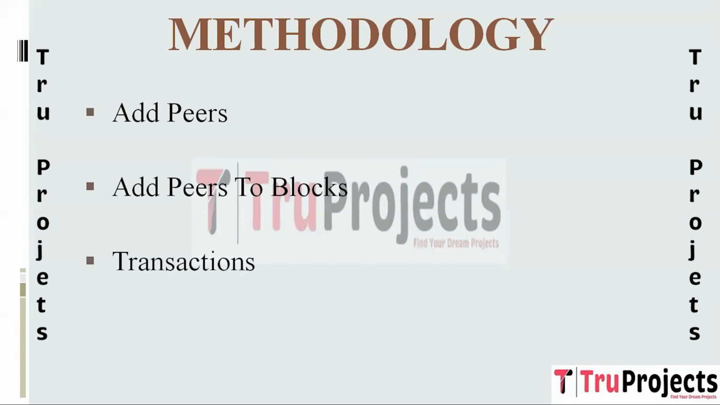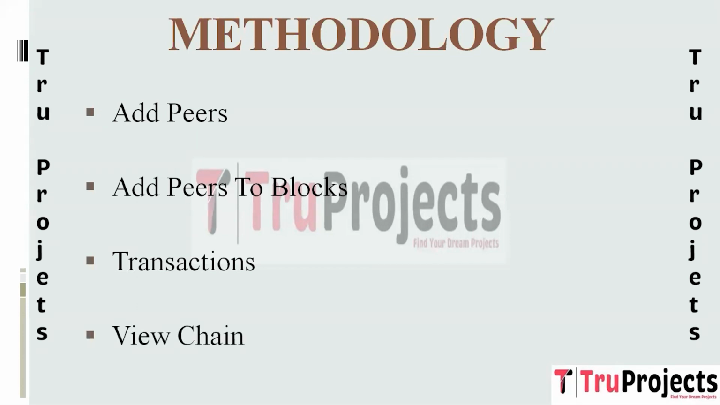The third module is Transactions. The Transactions module allows users to perform transactions within the blockchain network. Users can transfer digital assets to other pairs in a secure and transparent manner. This module typically includes options to select the sender, recipient, and the amount to be transferred. Transactions must be verified and approved by the network before they are added to the blockchain.